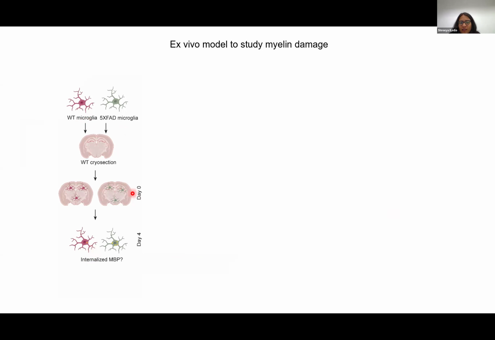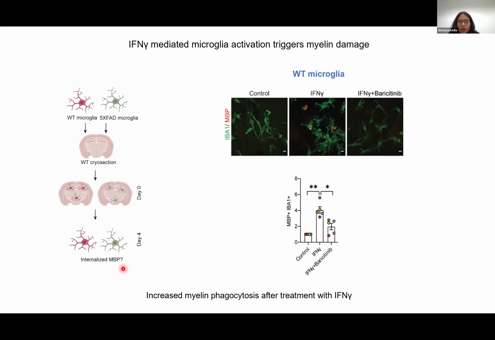Once these cells are activated, they start to eat the myelin of the wild-type cryosections, phagocytosing the myelin. By quantifying internalized myelin basic protein, I can say how much myelin damage there was. The more internalized myelin basic protein, the more the myelin damage. I started by looking at wild-type microglia and then treated them with interferon gamma. After interferon gamma treatment, we noticed that there was more internalized MBP in microglia. This was partially rescued by baricitinib treatment.